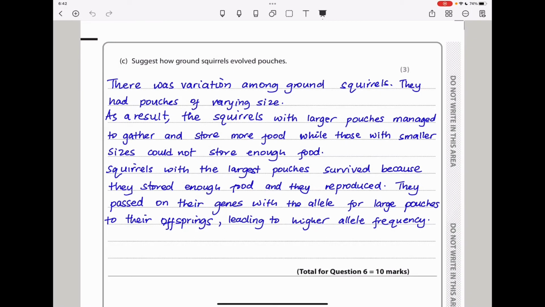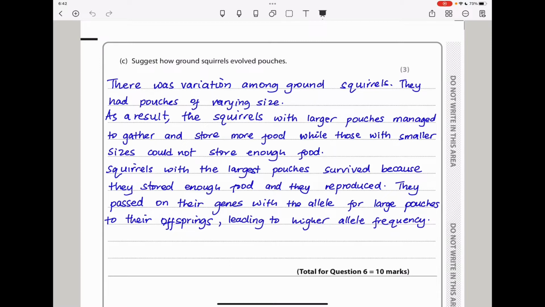Part C, they say suggest how ground squirrels evolved pouches. Now this is about evolution, so you expect there is going to be a random mutation, variation is going to be created, there is going to be survival, there is going to be reproduction, and then passing on alleles to the offspring, natural selection. So I said there was variation among ground squirrels. They had pouches of varying sizes. So remember, we have to include this.